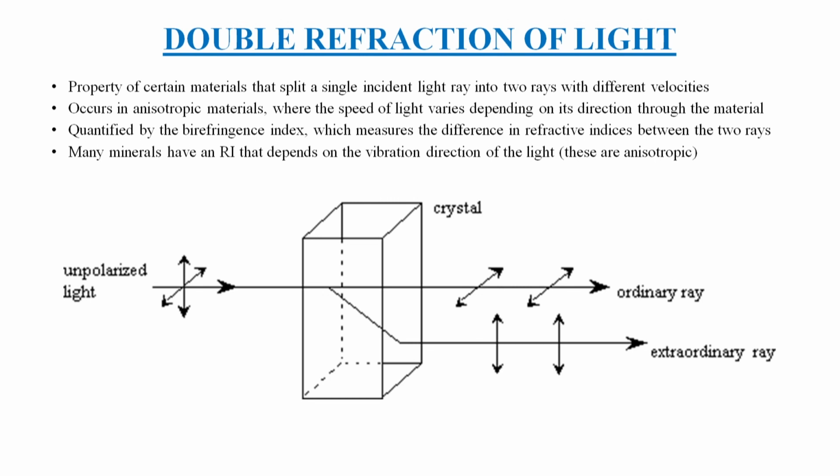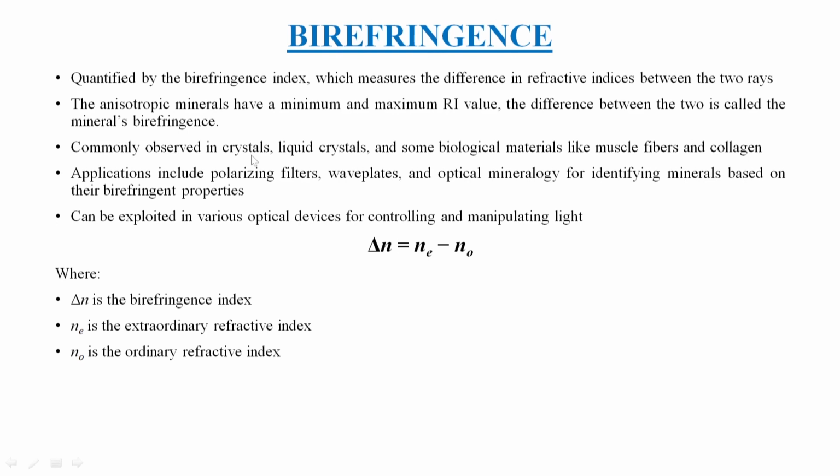One has a higher velocity, another has a relatively lower velocity, and there is also a variation in their vibration direction. For example, you have two rays with an east-west vibration direction and a north-south vibration direction. These two will pass through the mineral, and if this kind of double refraction is not happening, you can group it under isotropic material. This double refraction is commonly observed in crystals, liquid crystals and some biological materials as well. Applications include polarizing filters, wave plates and optical mineralogy for identifying minerals.